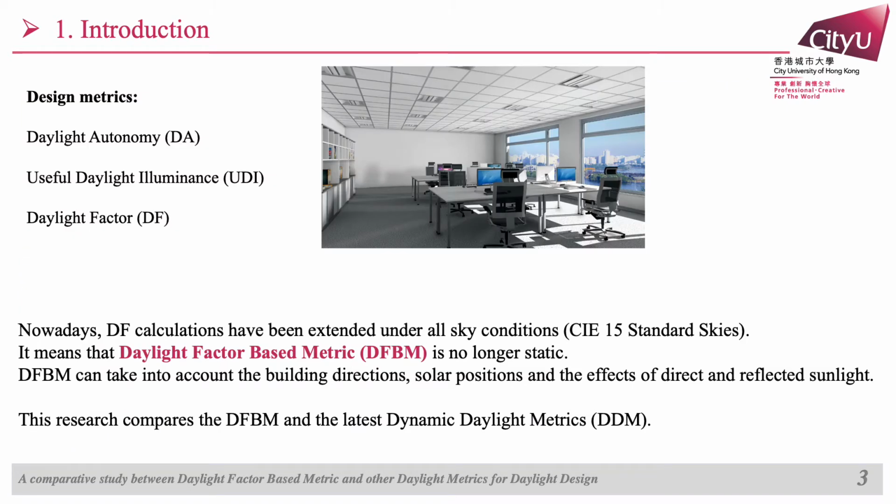In order to predict the daylight performance of room space, researchers put forward a number of design metrics, such as daylight autonomy, useful daylight illuminance, and daylight factor. Nowadays, daylight factor calculations have been extended under all sky conditions. It means that daylight factor-based metric is no longer static. This research compares the daylight factor-based metric and the dynamic daylight matrix.